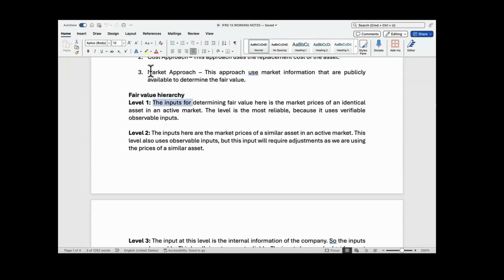You will see that that is synonymous to using the market approach, because the market approach is where you will use market prices. It says that using this input is the most reliable because there are verifiable, observable inputs. The way you determine fair value, everybody can see it, everybody can verify it. It's just like you want to get the fair value of your shares in MTN. You can Google it and check the price of MTN shares today.